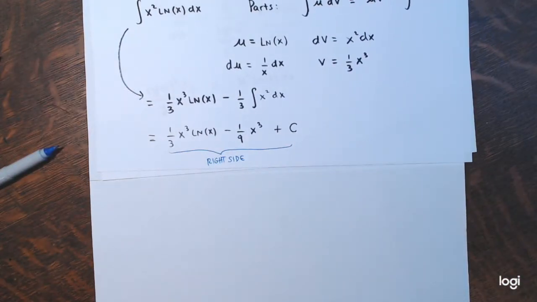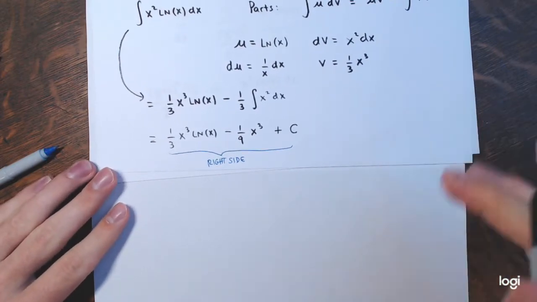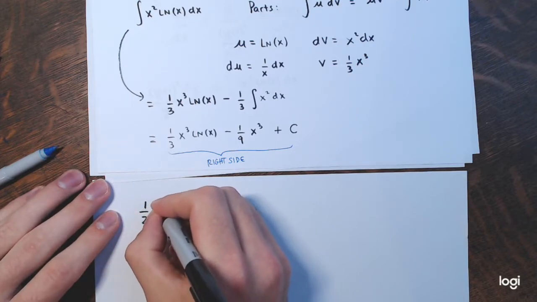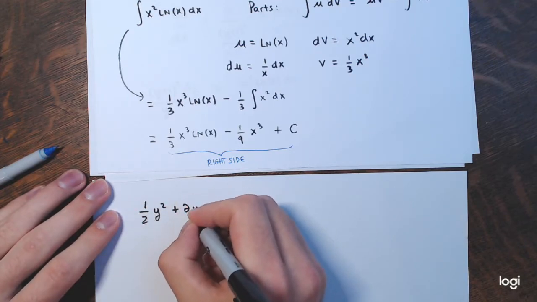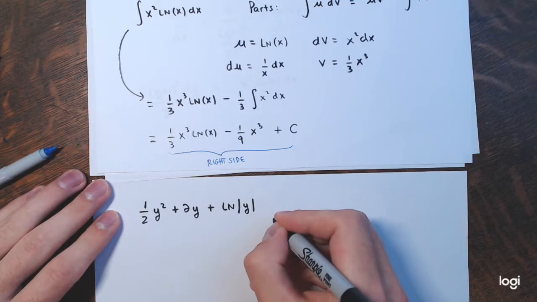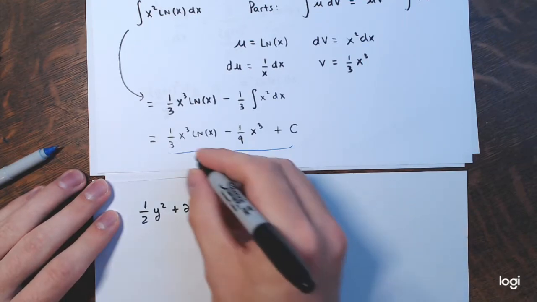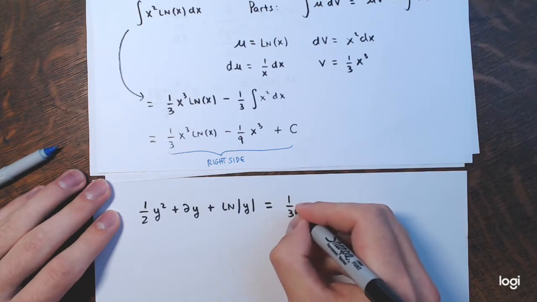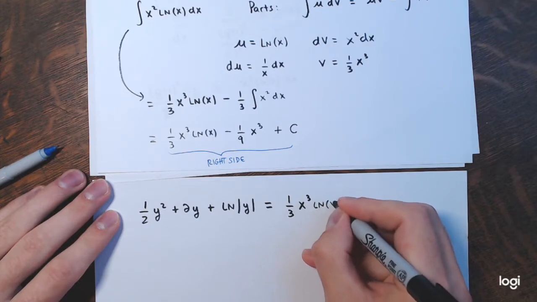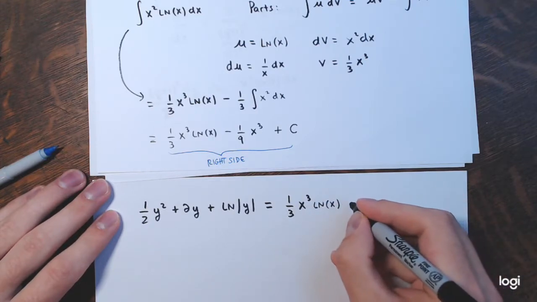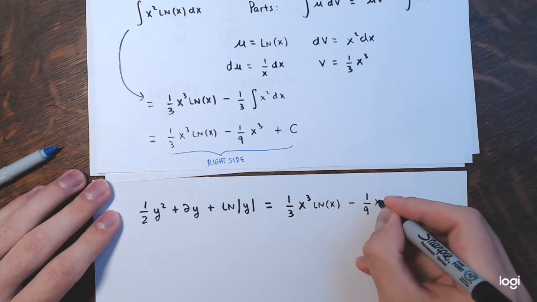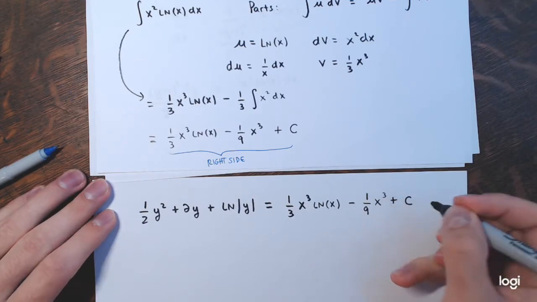And this is definitely a family of implicit solutions. So we have on the left side, remember it was 1/2 y squared plus 2y plus the natural log of the absolute value of y equals, and then the right side, this crazy thing here, 1/3 x cubed times the natural log of x minus 1/9 times the x cubed plus some constant.